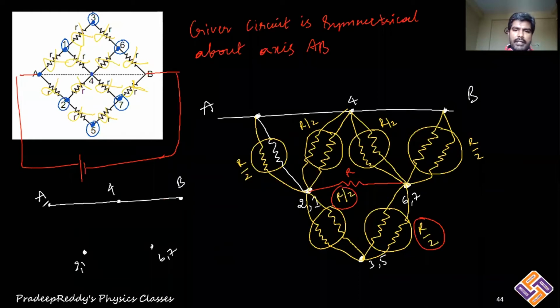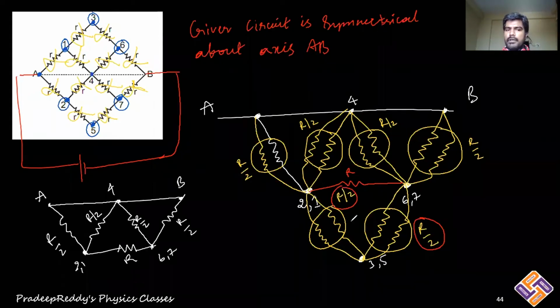Between A and 2 we have one resistor. What is its value? R by 2. Between 1 and 4 you have one resistor, that is R by 2. Between 4 and 6 there is one resistor, this is R by 2. And between 6 and B there is one resistor, its value is R by 2. And between these 2 points we have one resistor, this is R.